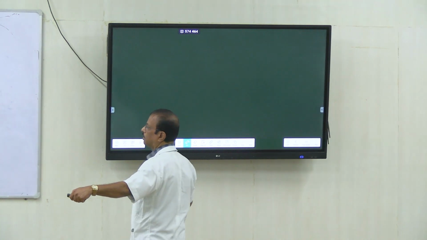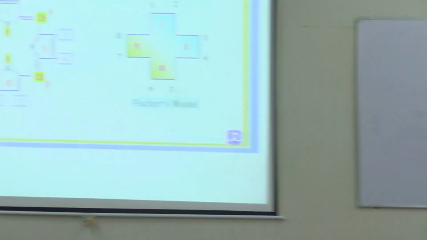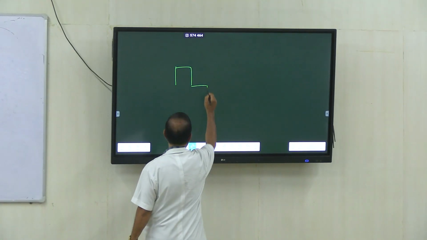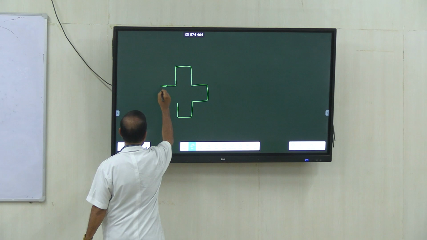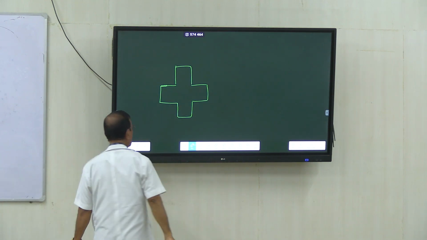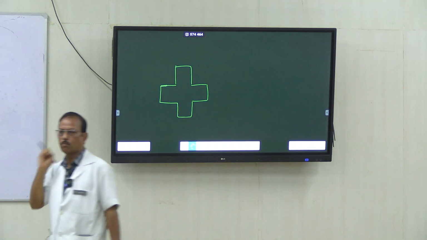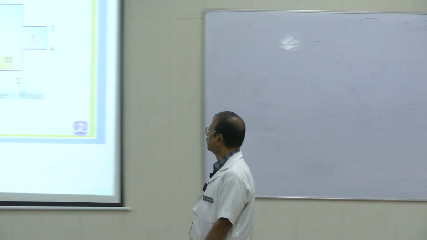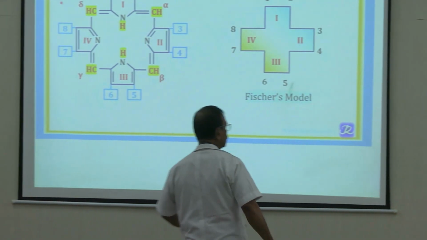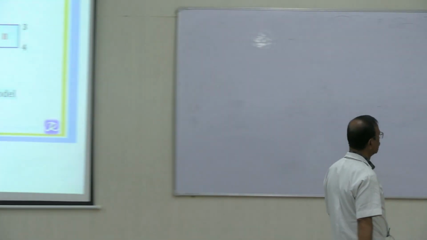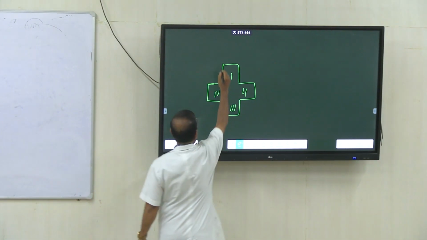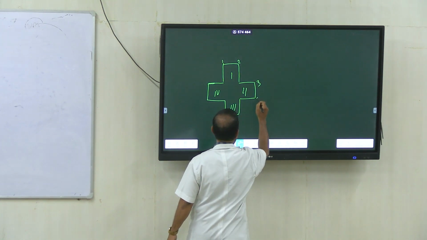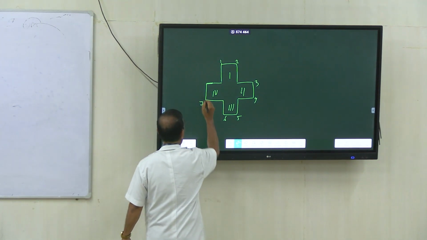Now here you have seen the 4 pyrrole rings. The first pyrrole ring is represented by a bracket, the second again by a bracket, the third by another bracket. So this is the Fischer model of porphyrin structure. This is the first, this is second, this is third, and this is fourth. These are the substitution areas: 4, 5, 6, 7, 8.